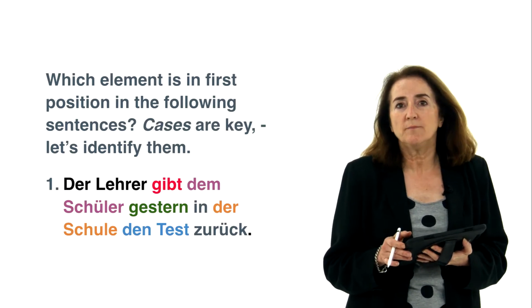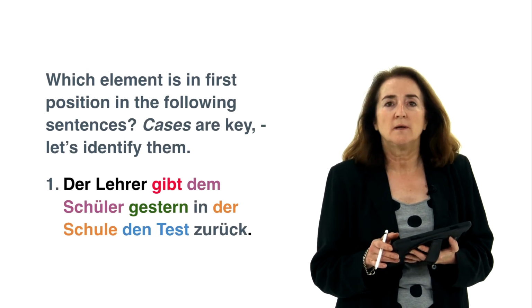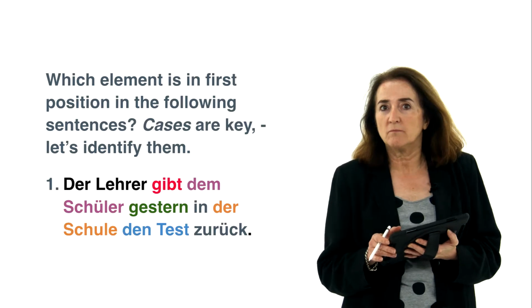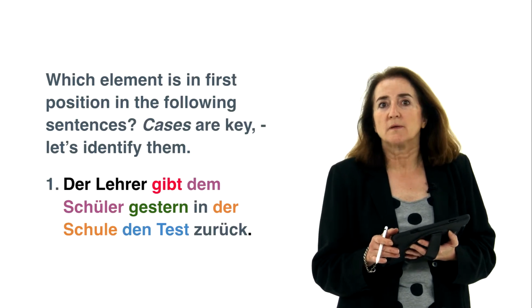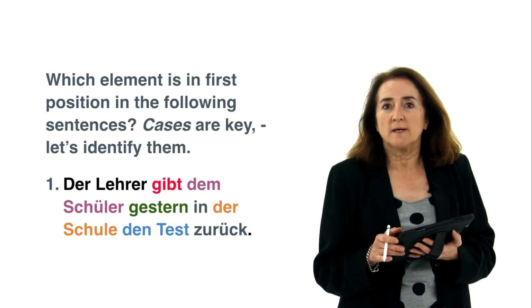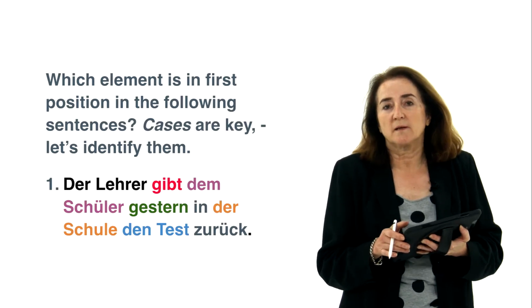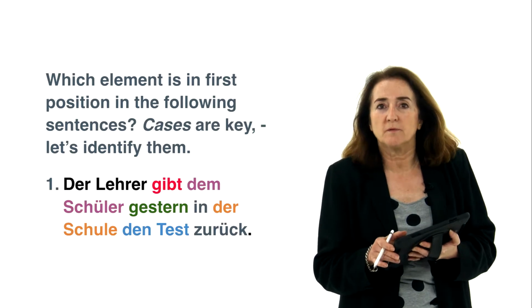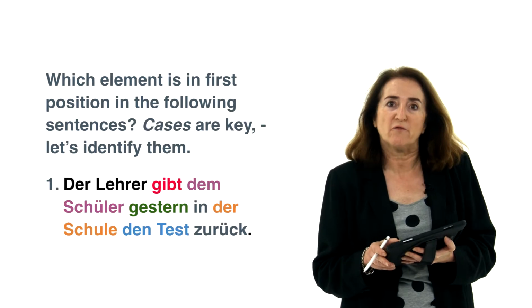Der Lehrer gibt dem Schüler gestern in der Schule den Test zurück. The teacher gives the student a test back, and he did it yesterday and at school. If I translated this word by word, it would be a very clumsy English sentence. In German, it's perfectly fine.